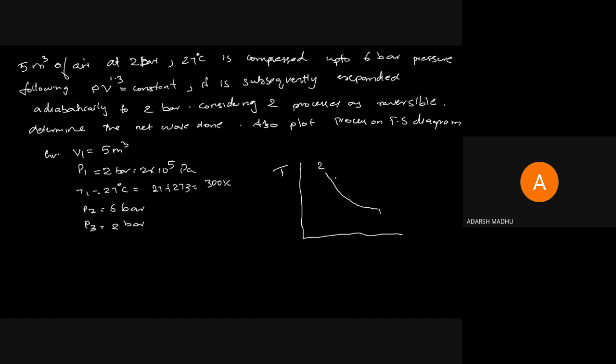Polytropic means compressing, expanding, and it will come downwards like this. It is compressing, so you can write the figure as 1 to 2. The second process figure is like this, 1 to 2. It is compressing, so we can make the arrow from 1 to higher temperature or higher pressure. We can write the equation PV raised to n equal to constant. It's a polytropic process, and thereafter it is expanded adiabatically.